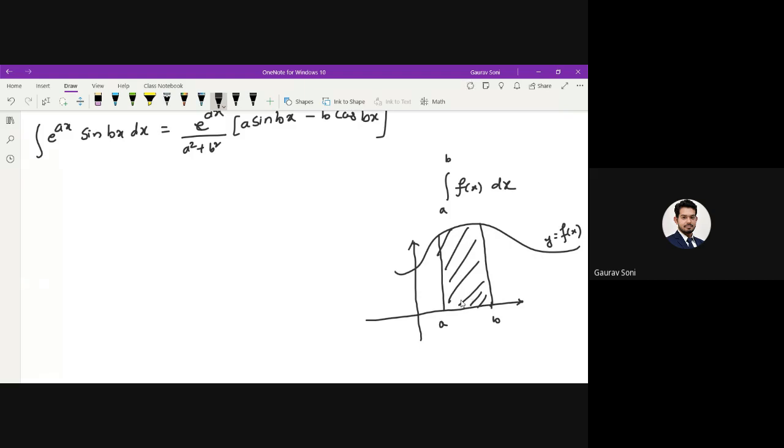But what is the crux? What I want to tell you is that you are integrating f of x over an interval. Very important point. Why is it an interval? Because there is just one variable x.